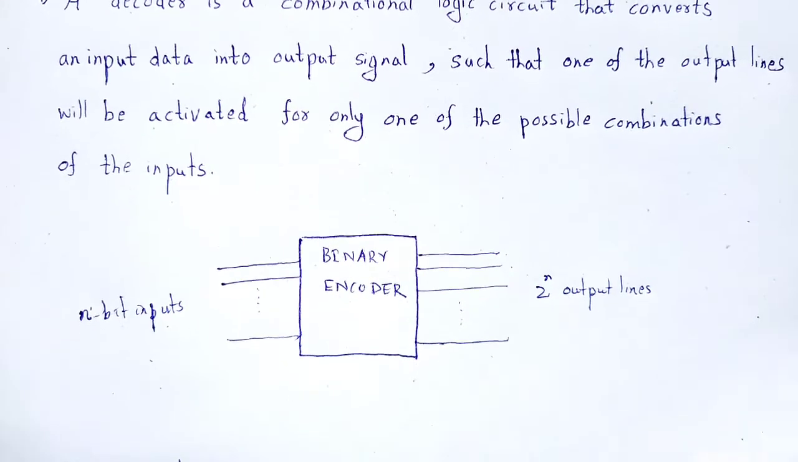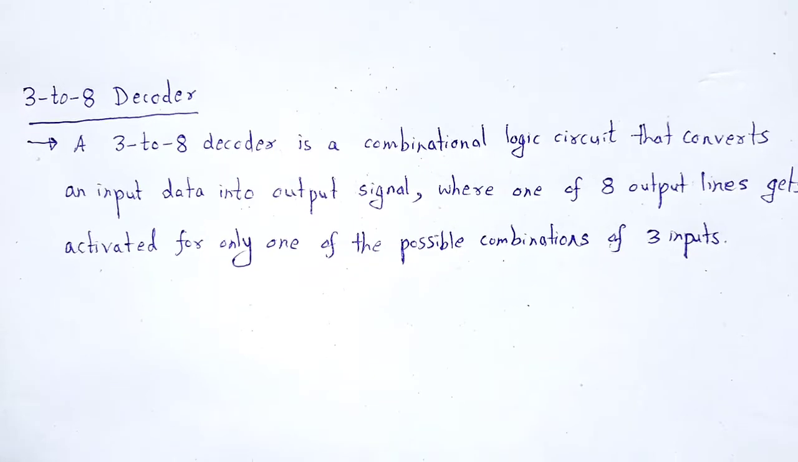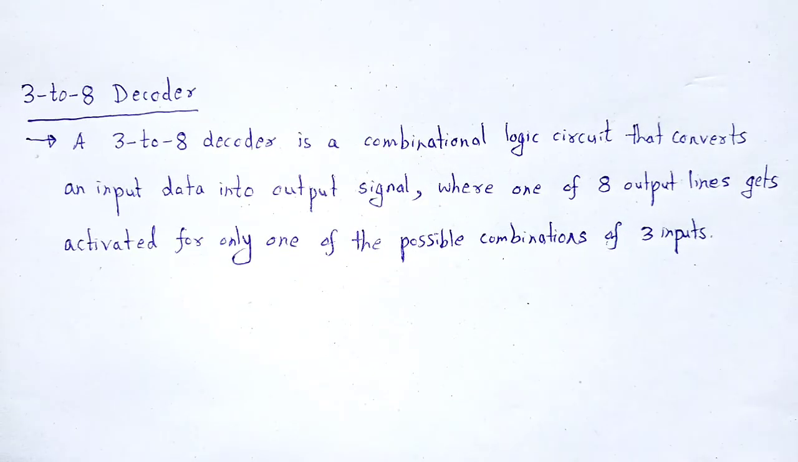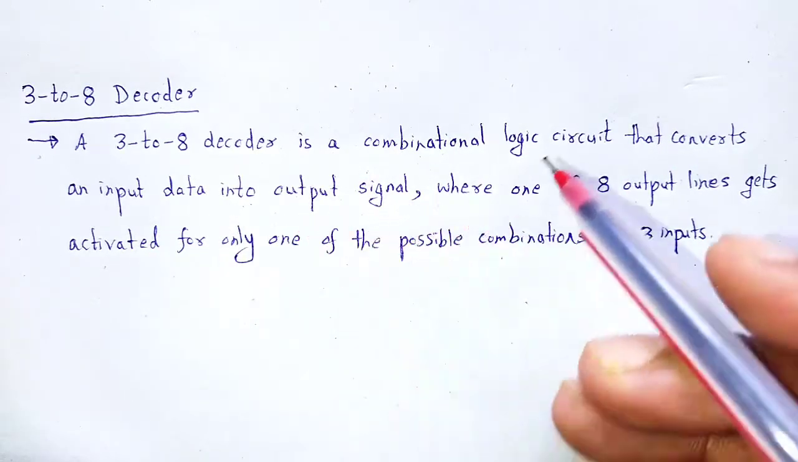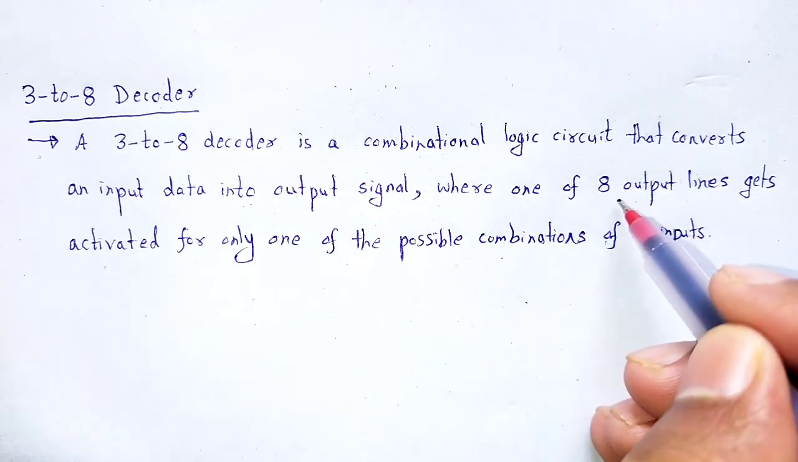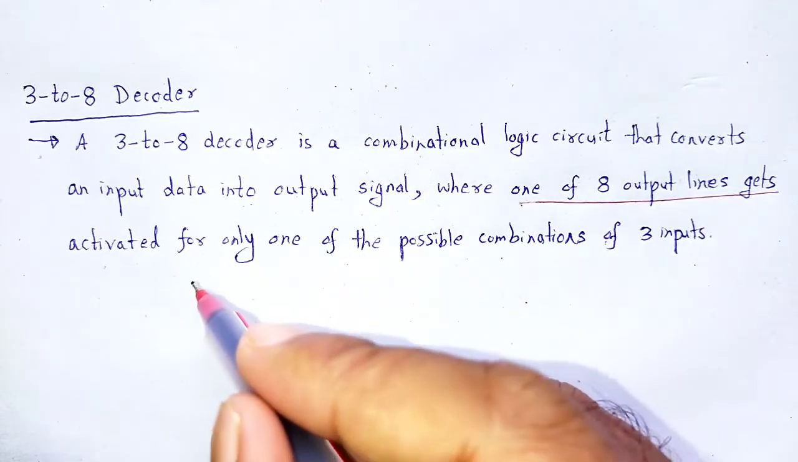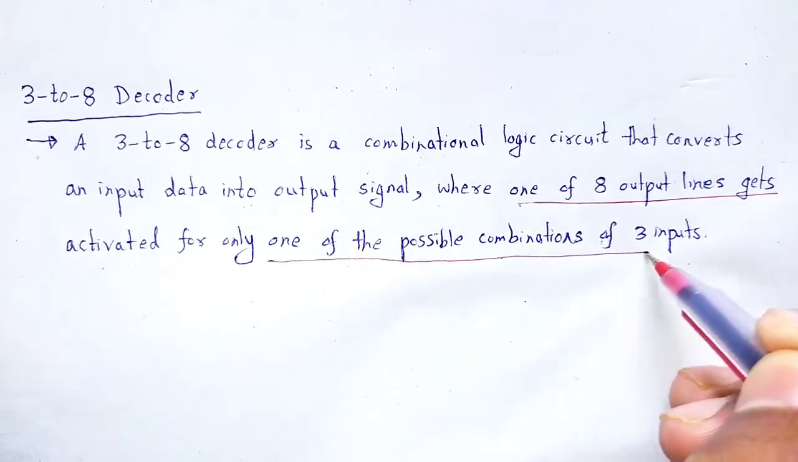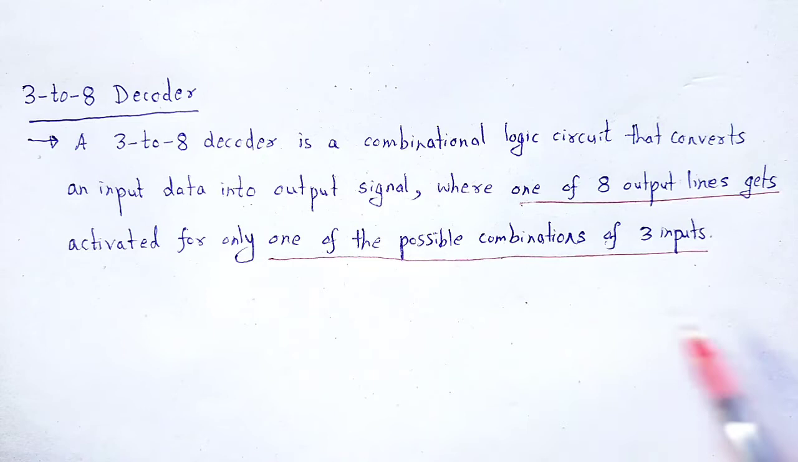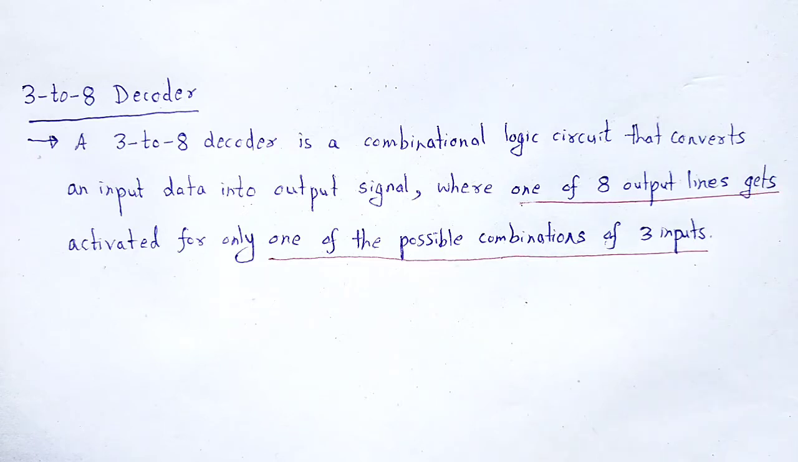First one, 3 to 8 decoder. As its name indicates, this is one kind of logic circuit that converts an input data into output signal, where one of that 8 output lines gets activated for only one of the possible combinations of 3 inputs. It has 3 inputs and 8 output lines.